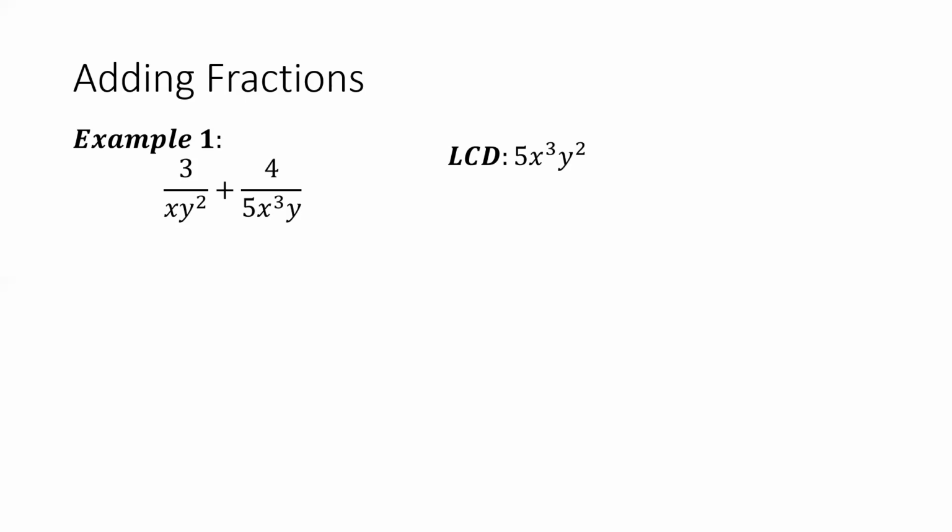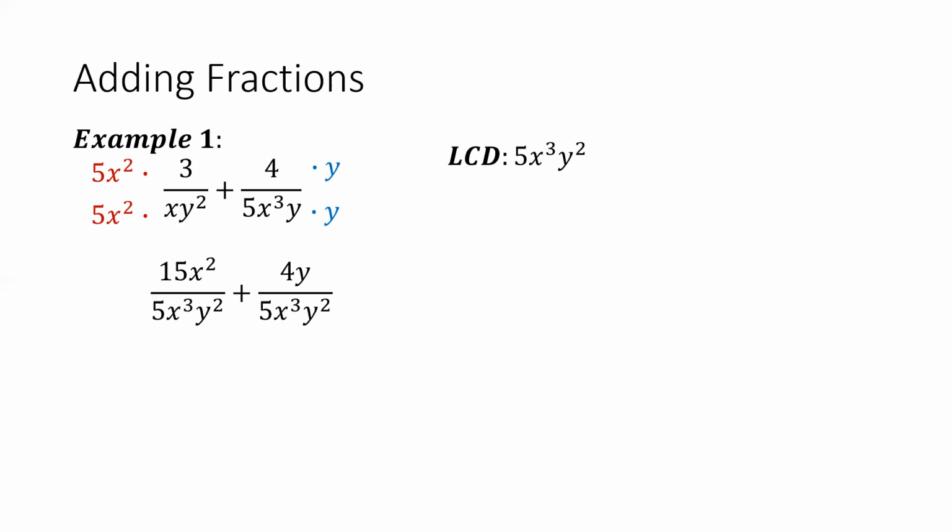So for my first fraction, what's missing is a 5. I'm missing 2 of my x's, and then my y is actually fine in that case. So I'm going to multiply the top and the bottom by 5x squared. Now for my second fraction, the only thing that is missing is a single y. So I multiply the bottom by y and the top by y. And now once I multiply things through, I get 15x squared, and then my bottom matches my LCD. And then 4y in my bottom matches my LCD.